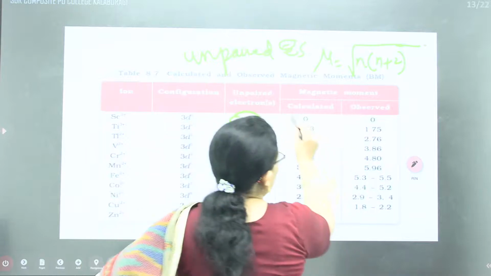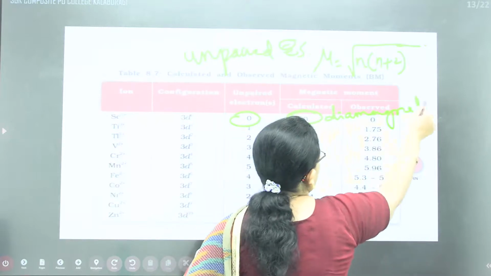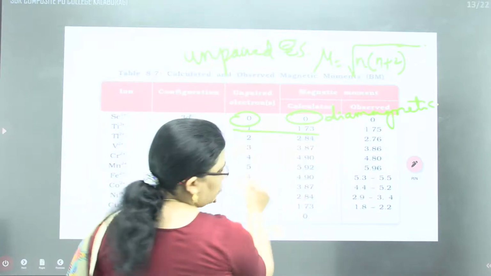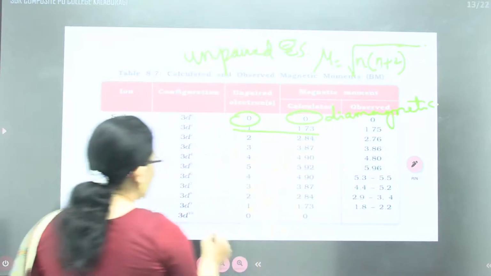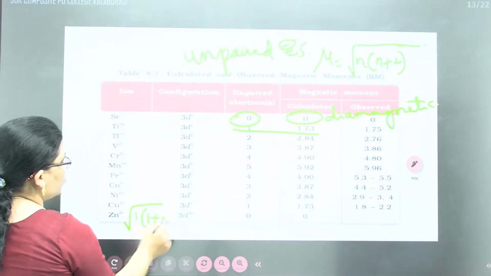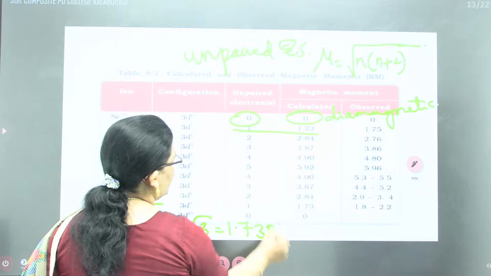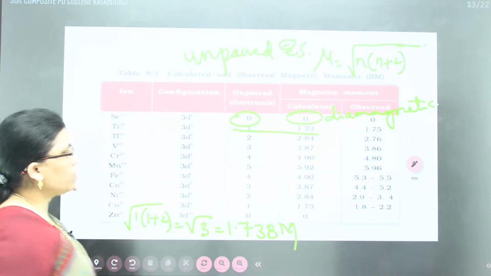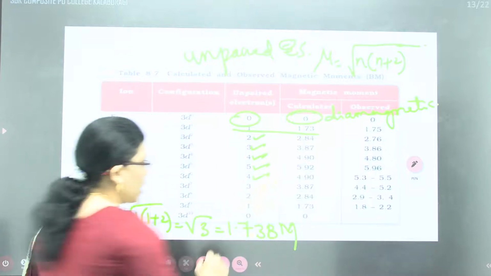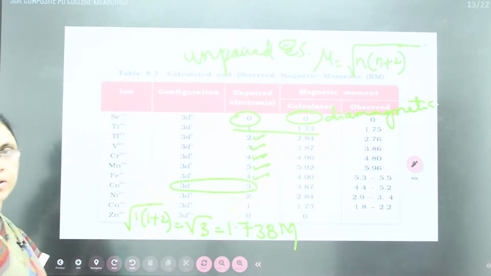Then when mu is 0, these are diamagnetic in nature. Whereas when this is 1.73, with respect to 2.84, we are going to substitute over here. If the number of unpaired electrons is 1, 1 into 1 plus 2 is equal to square root of 3. Square root of 3 is 1.73 Bohr magneton. Same way you can calculate with respect to 2, 3, 4, 5, 6. Then we are having 3d7 with respect to cobalt 2 plus.